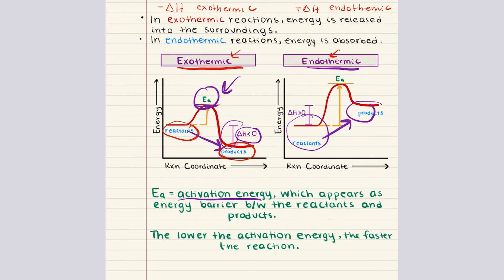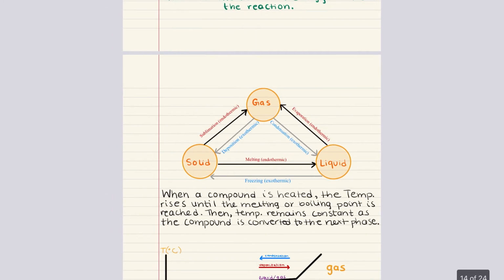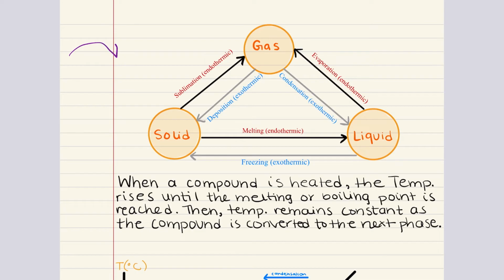So again, to summarize, in an exothermic reaction, energy is released into the surroundings. You're going to have a delta H with a negative sign. In an endothermic reaction, energy is absorbed. Delta H is going to have a positive sign. Now, processes in which substances change phase are also either endothermic or exothermic. So in this figure right here, it helps us break this down.